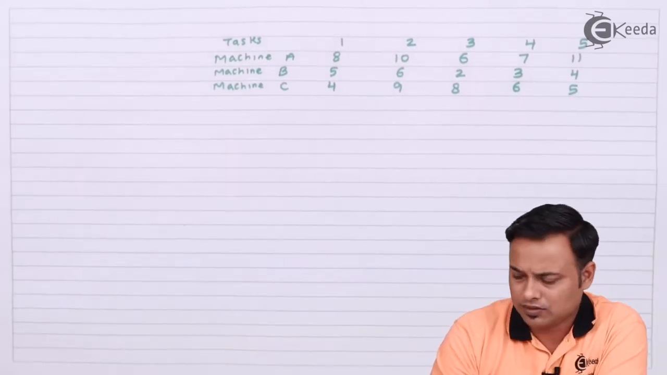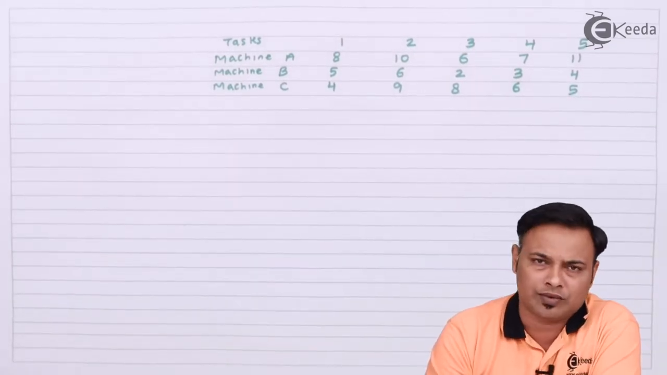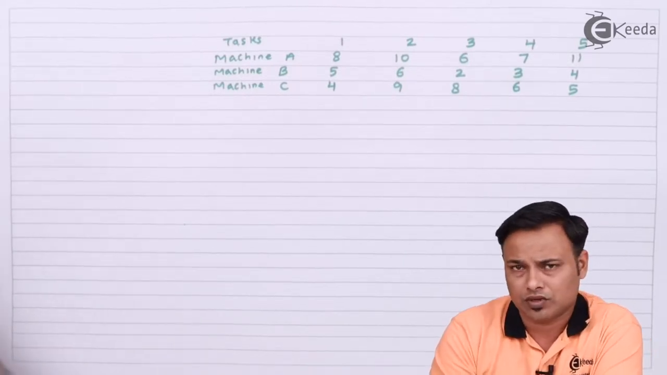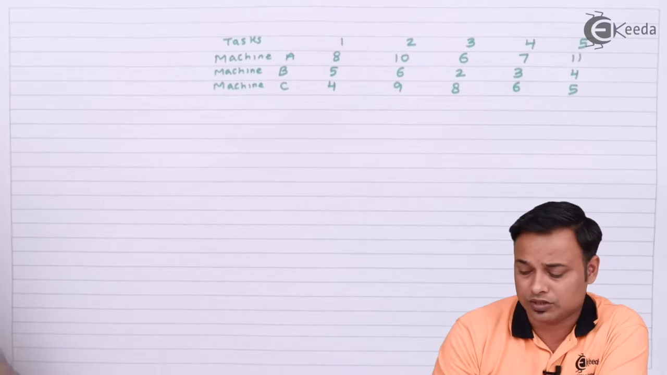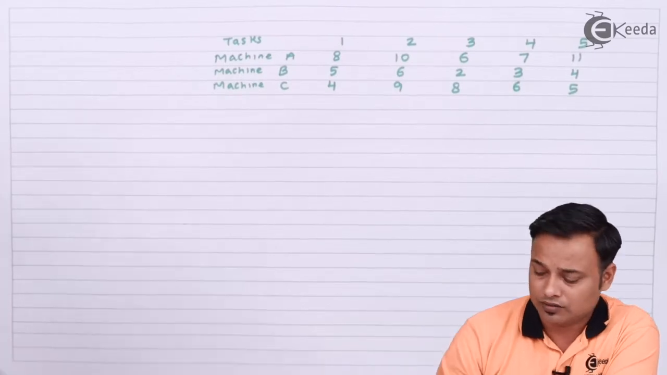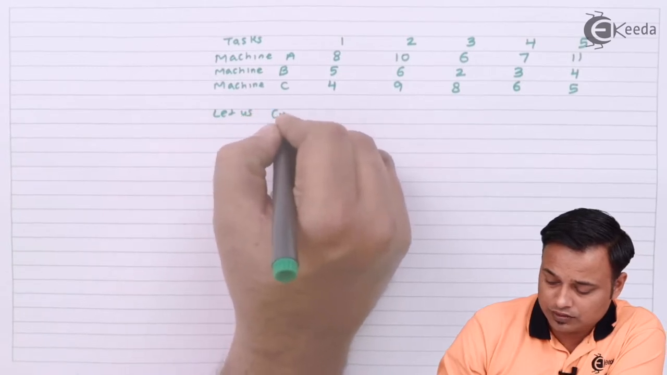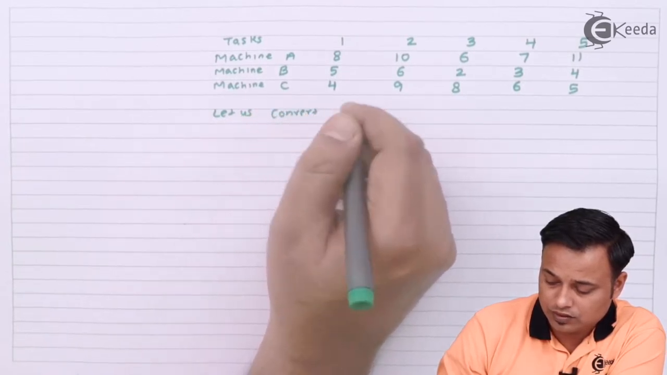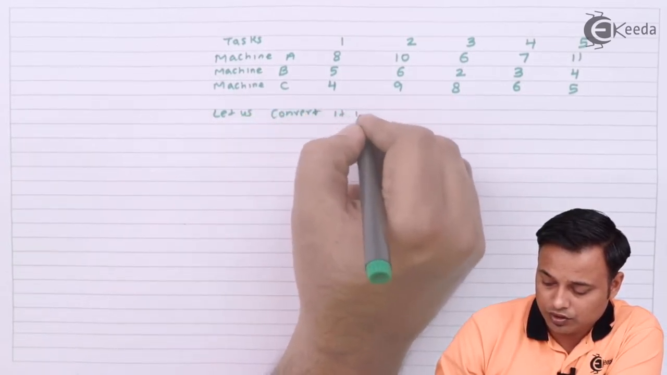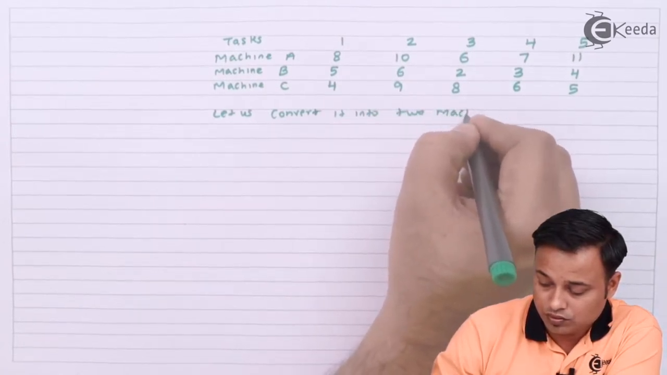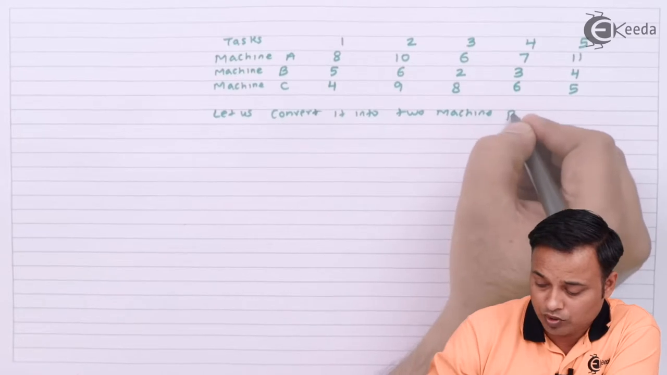So these are the tasks. A problem is that this three machine problem is, so I can't directly decide the sequence. So we will first convert it into two machines. How to convert? So let us convert it into two machine problem.